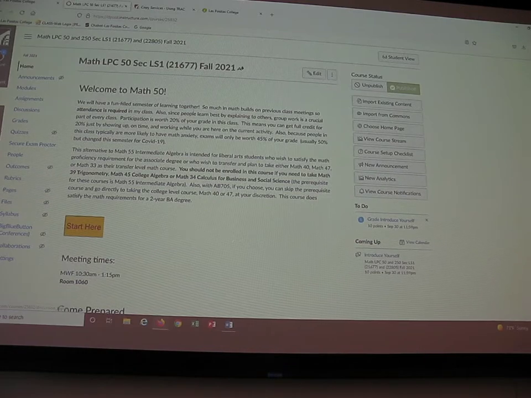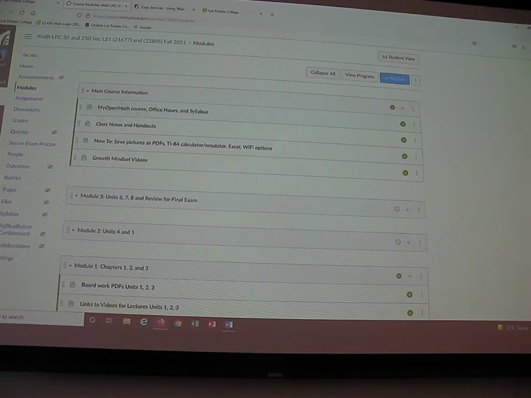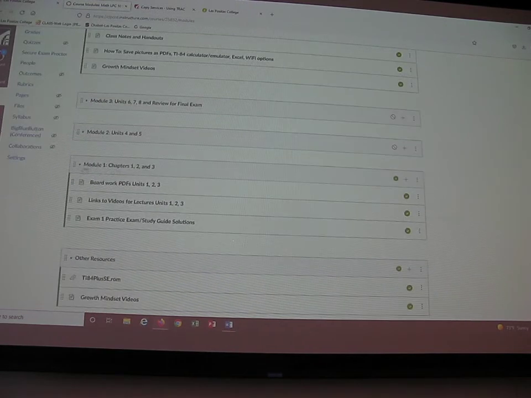Canvas. So here's your Canvas site. And if you look at the start here, or if you go to modules, it's the same thing. You'll see some basic information about the course. But down here, module 1, there's some useful information.